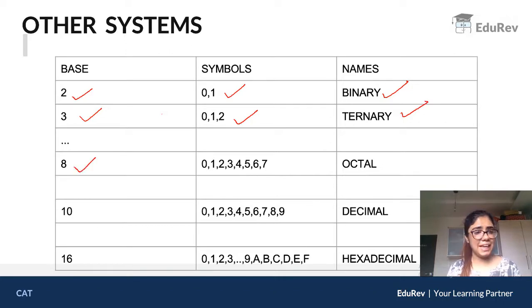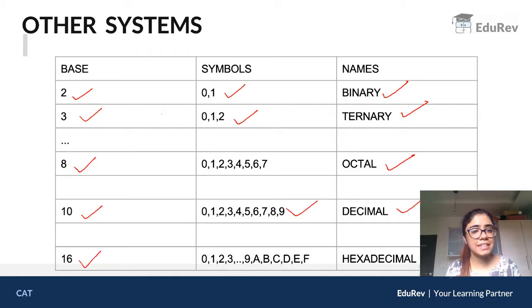When your base is 8, you use 0 to 7, it is called an octal system. Your bases could be 4, 5, 6, it could be anything. I have just mentioned the commonly used systems. So when your base is 10, 0 to 9, decimal.